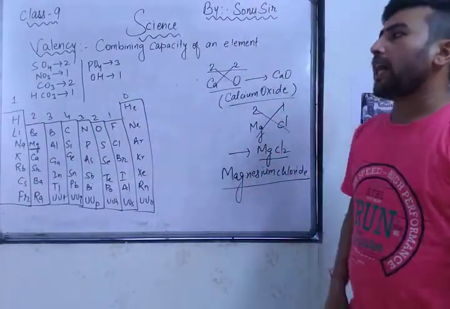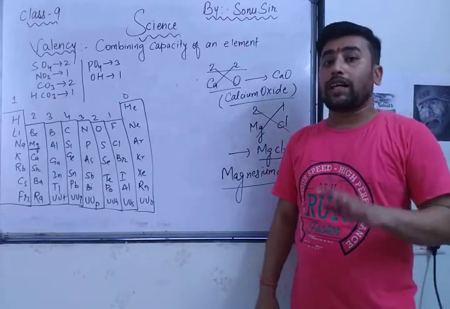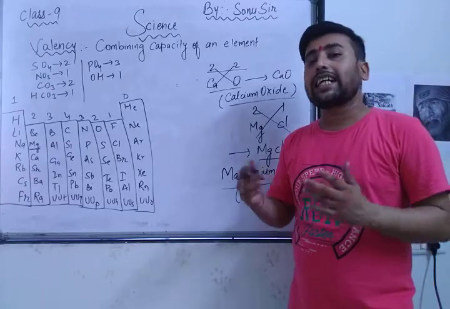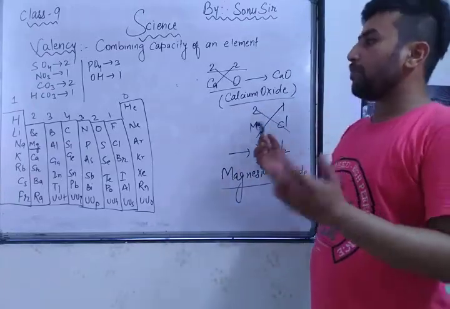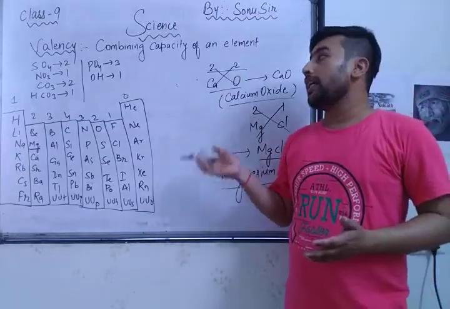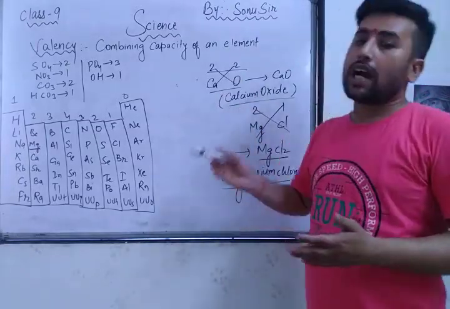That's all for today. I hope all of you have liked this video and understood the concept of how to write the chemical formula of a compound. If only the names of the compounds are given, then how to make the chemical formulas. If a chemical formula is given, then how to write its name.